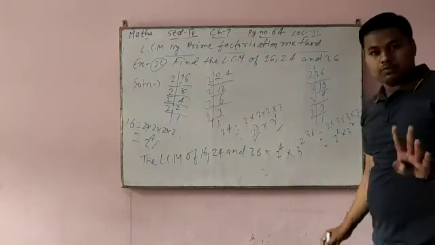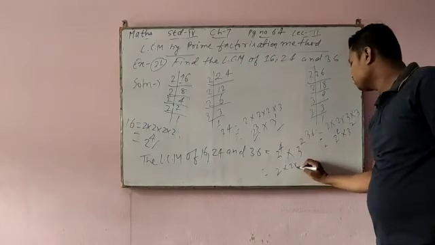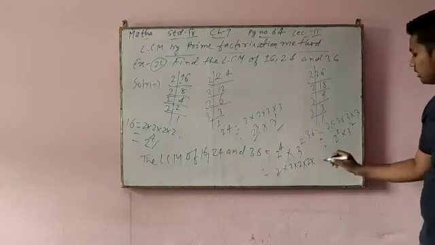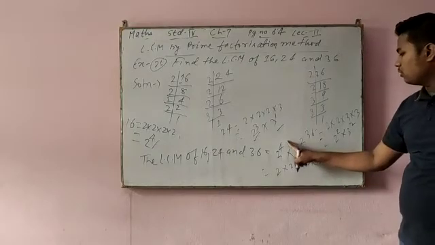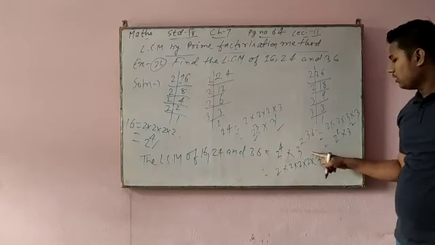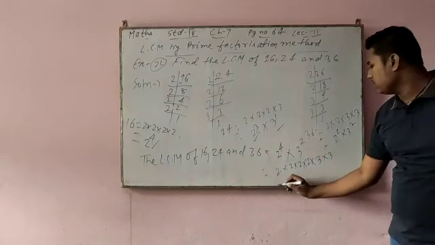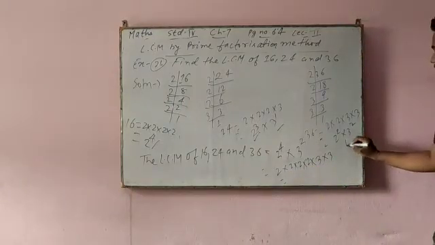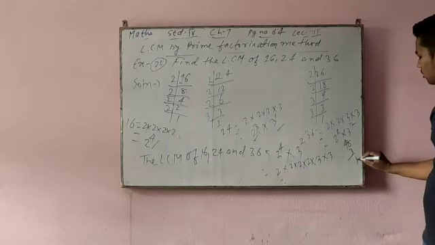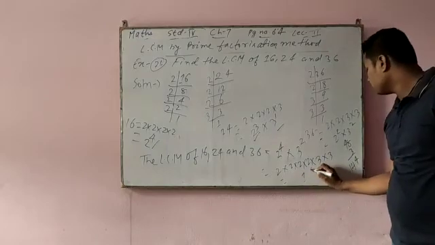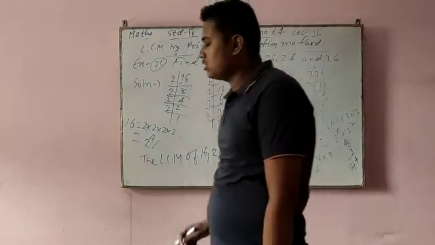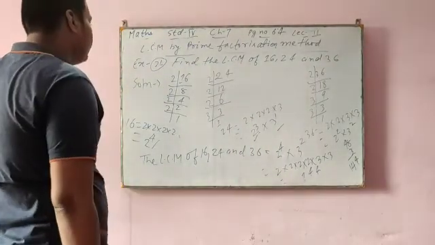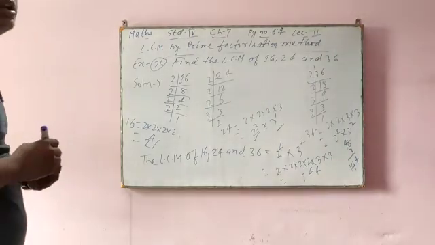Now 2 to the power 4 means four times 2, and 3 to the power 2 means two times 3. Now multiply all: 2 into 2 is 4, 4 into 2 is 8, 8 into 2 is 16, into 3 is 48, and 48 into 3 will be 144. So the LCM of 16, 24 and 36 will be 144.